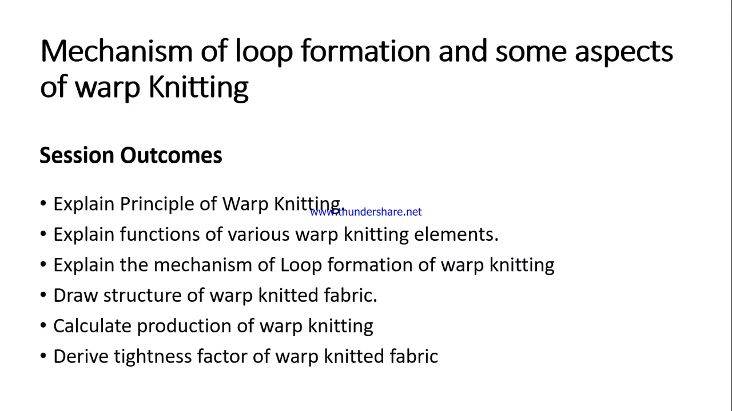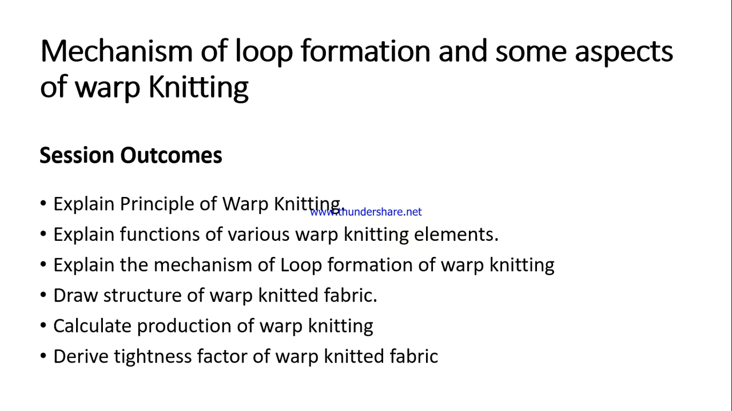Last class we discussed the warp knitting technology, its definition, various elements of warp knitting, their role, and various parts of the warp knitting machines, and the two types of warp knitting machines, Raschel and Tricot warp knitting machines, and also we discussed the comparison of these two types of machines.